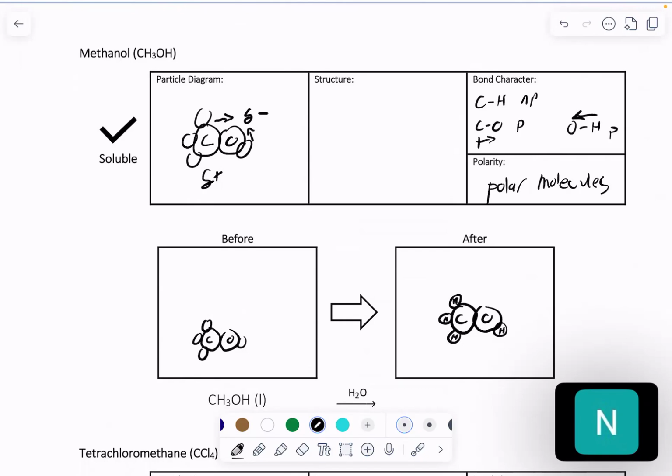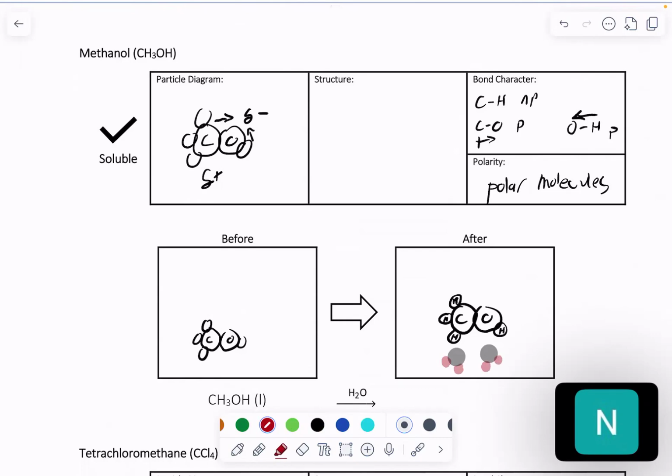and we will end up with a structure that looks like this. But then to place our water particles, we have to think about where the partial positives and negatives are. Oxygen is going to be attracted to the partially positive side. So we said that was going to be down here. So if I draw a couple waters in, I'm going to make sure that the oxygen side of those waters is facing the bottom of that molecule.